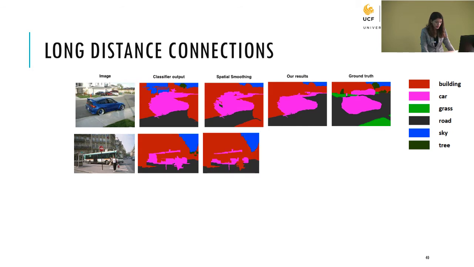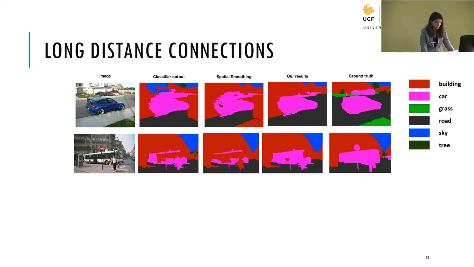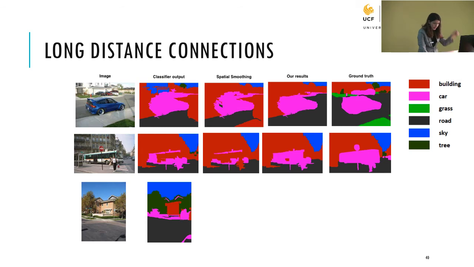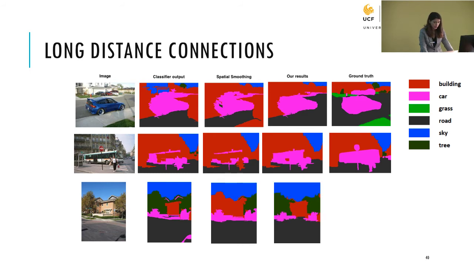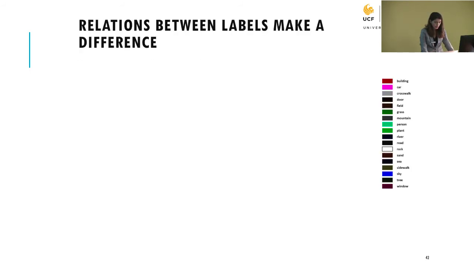These are more examples. For example, here we can get the bus better. Or here the trees, even though they are far from each other, they can have this connection, so we can avoid over-smoothing by changing the pairwise cost, and we get better results.